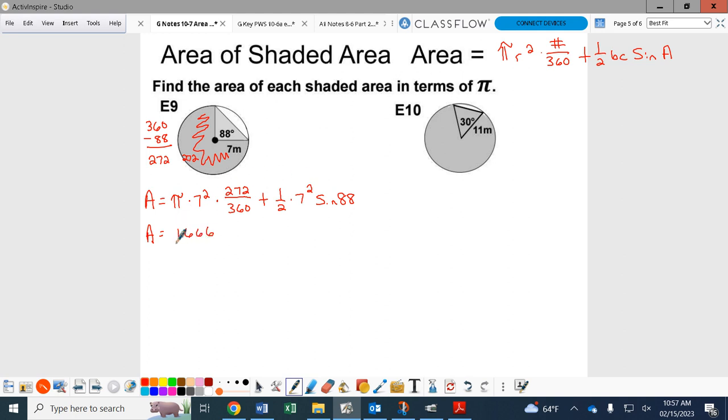1666 over what? 45 pi. The second half, though, is different. So what is it when you multiply 1/2 times 7 squared times the sine of 88 and round to 1 decimal place? I don't have this, so I don't know. What was it again? 24.485. So 24.5? Okay. And that would be meters squared. Nice.